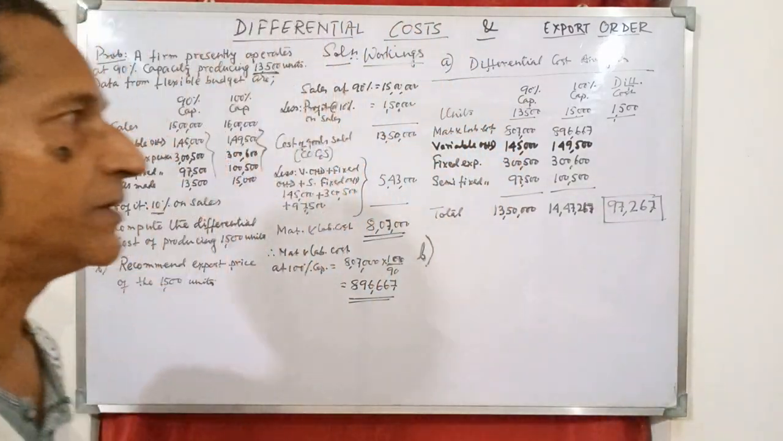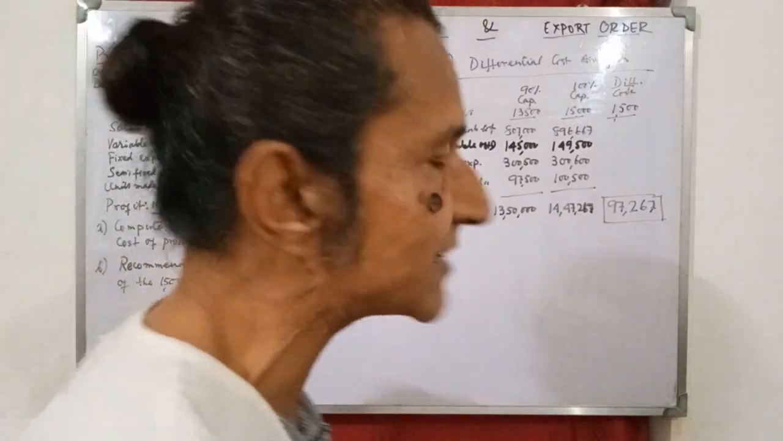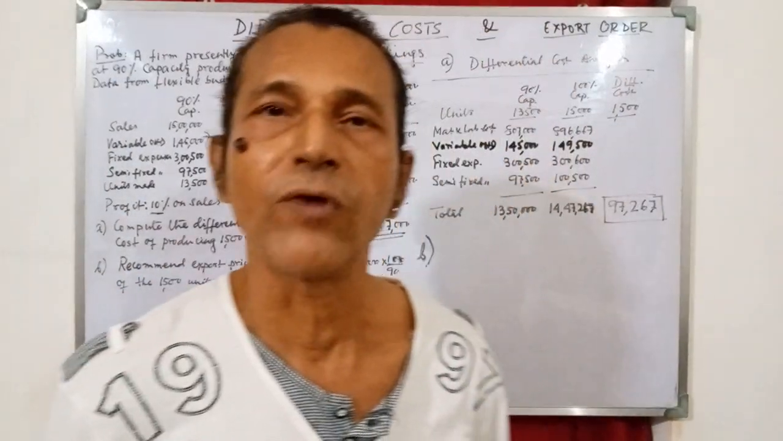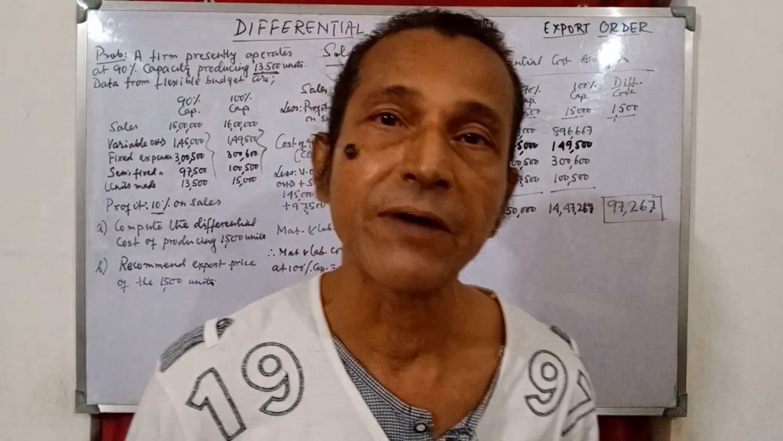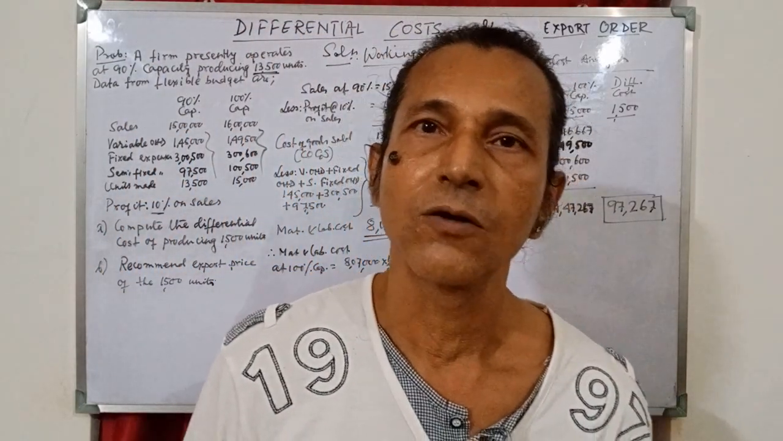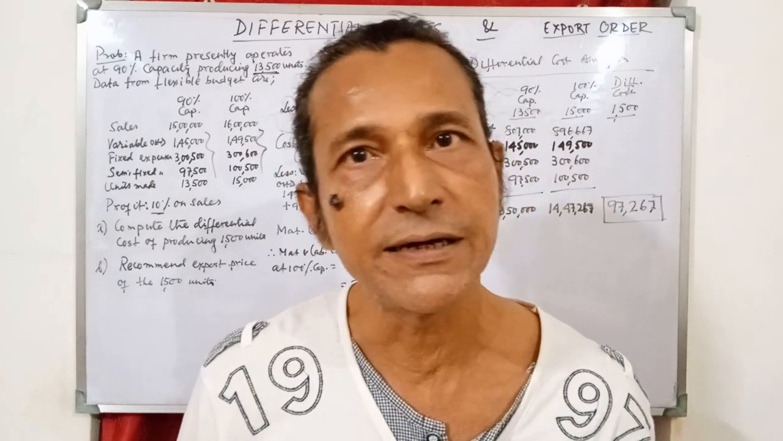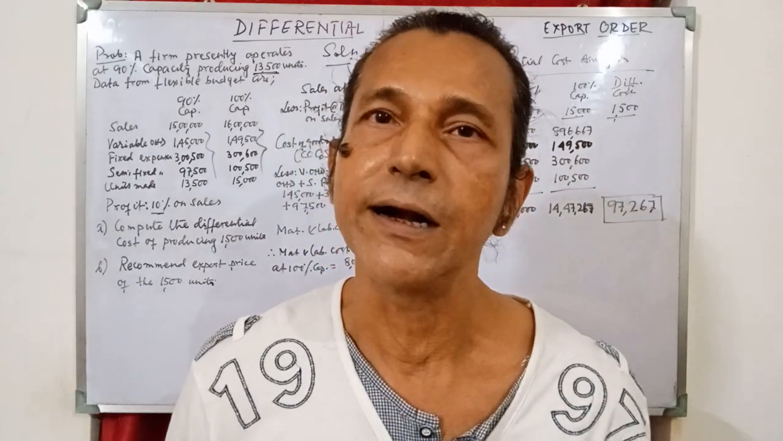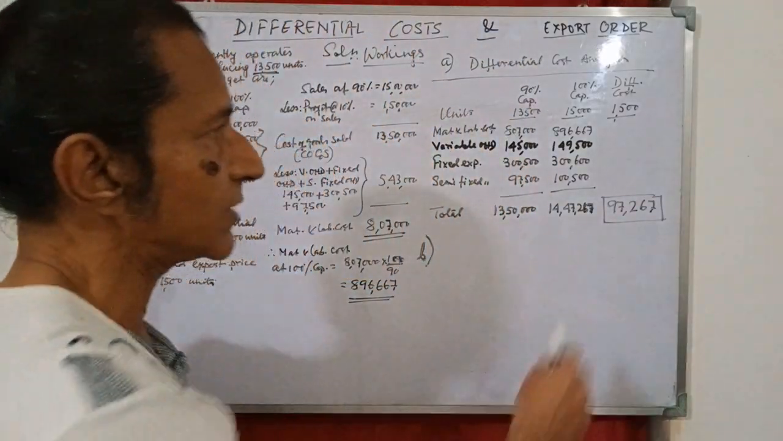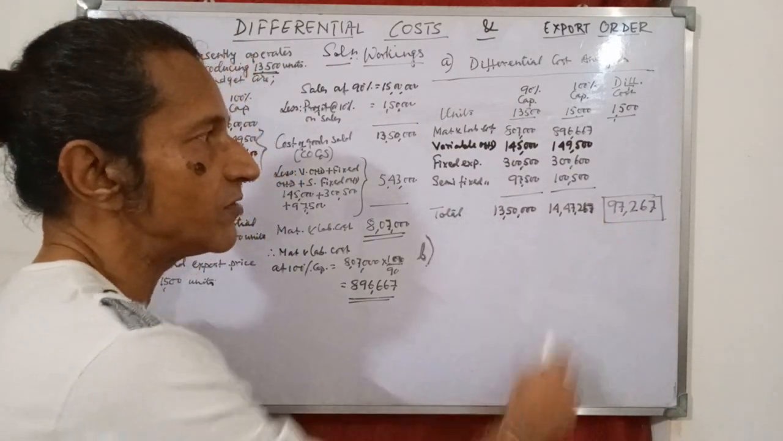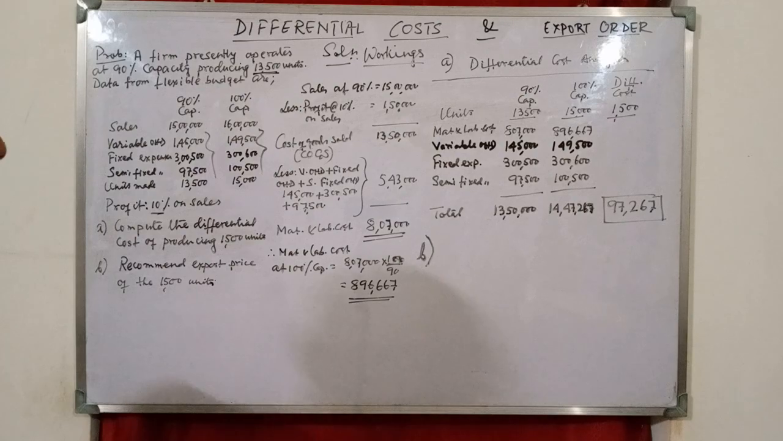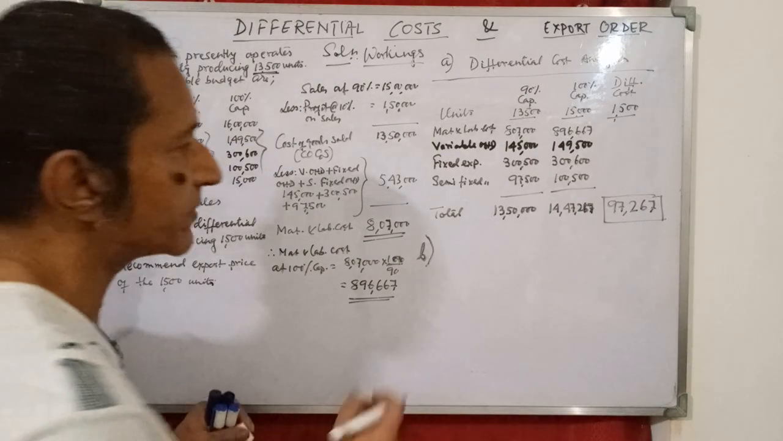Now what should be that minimum price? If that firm at all accepts that order, then what minimum price would the firm quote? The minimum price is that one where the firm is neither incurring any loss nor earning any profit. So this is the total cost of producing 1500 units, that is the differential cost of producing 1500 units. So what will be the minimum price?